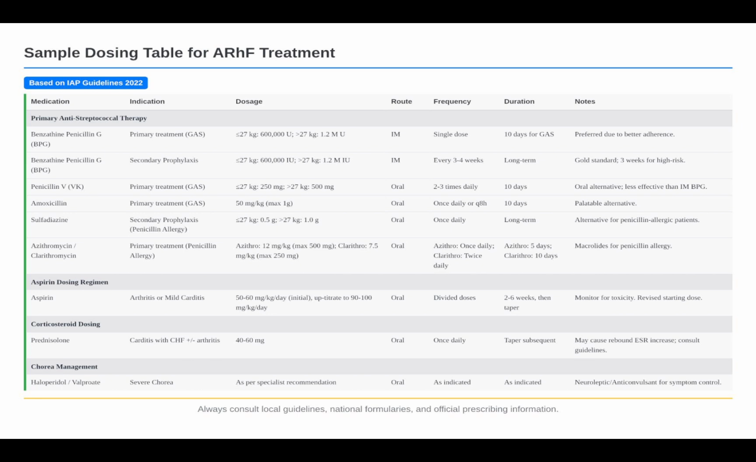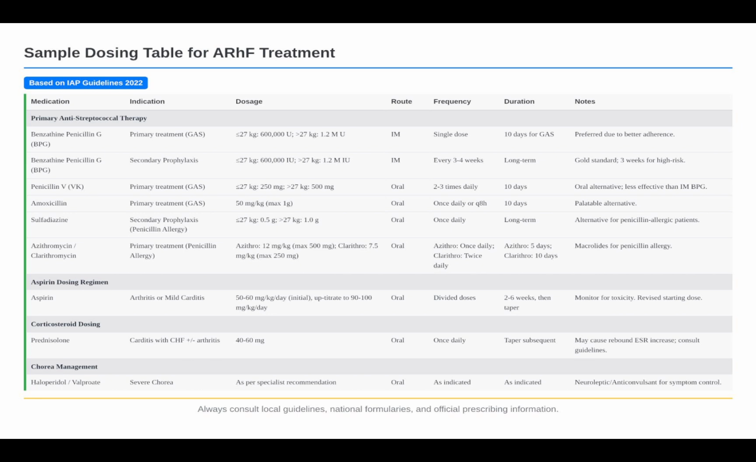For the management of chorea, haloperidol can be used at 0.025 to 0.05 mg per kg per day, titrated slowly. Watch extrapyramidal symptoms. Alternatives: valproate 15 to 20 mg per kg per day or carbamazepine 10 to 20 mg per kg per day. Liver function monitoring is essential.